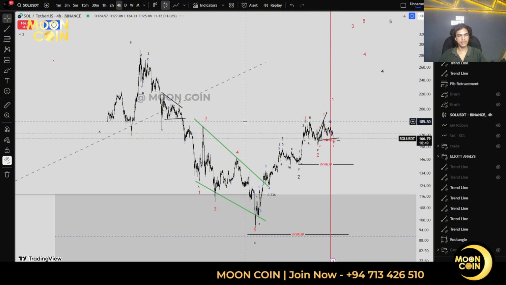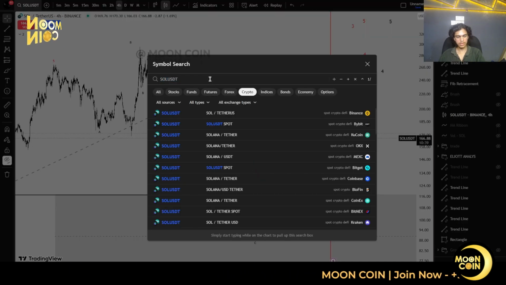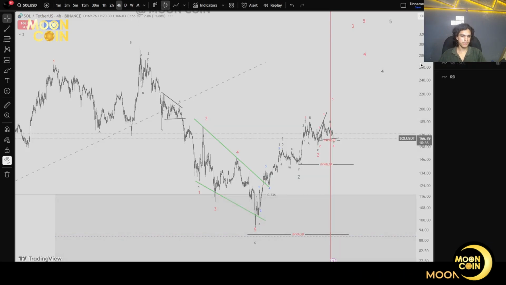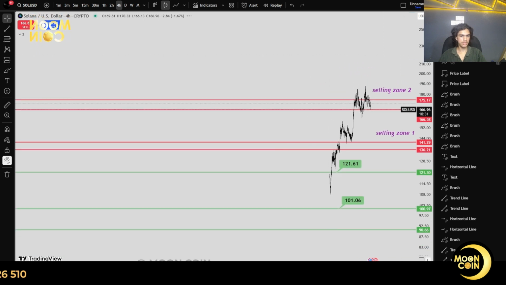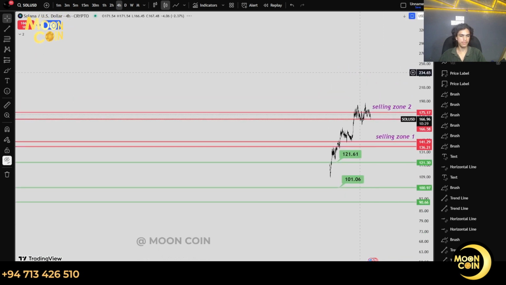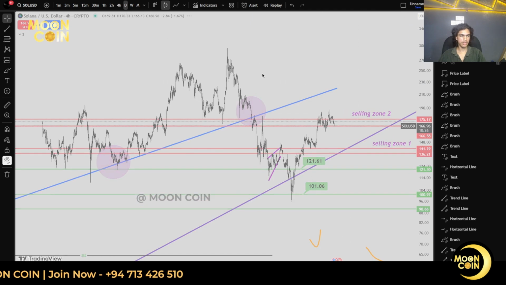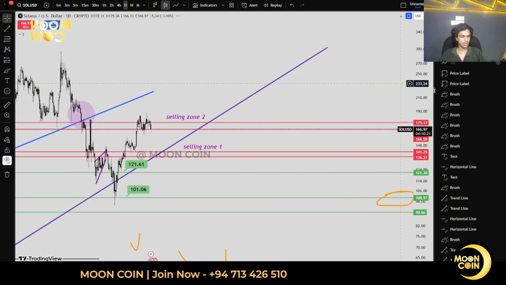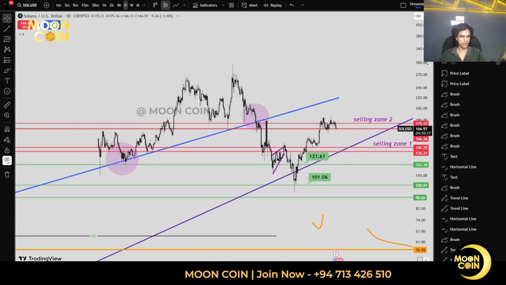So now let's go for the technical side. Also, I should mention the last prediction. I have a chart here, this is the chart that I used in the last prediction. This was the chart that I used in the last video.